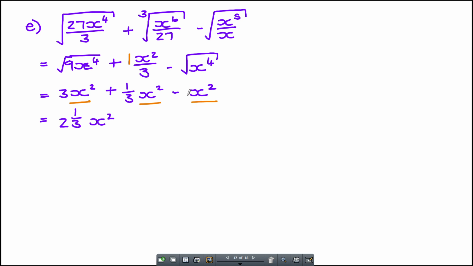What's written in front of this x? A 1. Okay, so 3 plus a third would give me 3 1/3 x squared. Minus 1x squared would give me 2 1/3 x squared. Okay. Any questions? You could write 7 over 3 x to the power of 2. Okay, same thing. Any other questions?